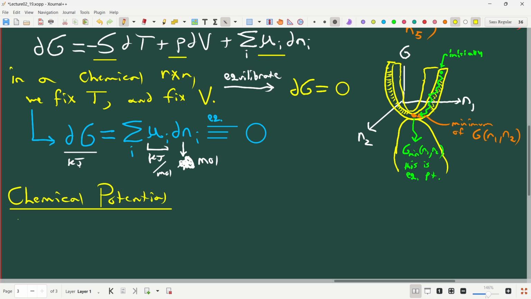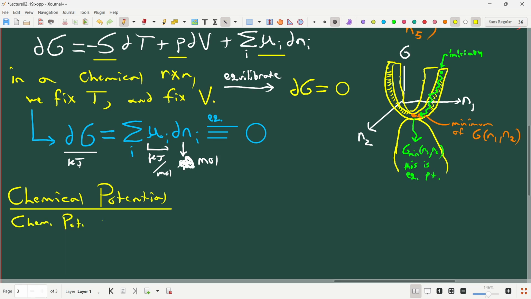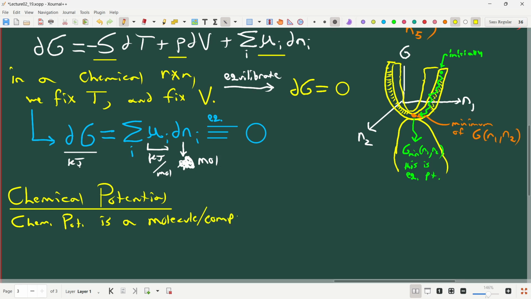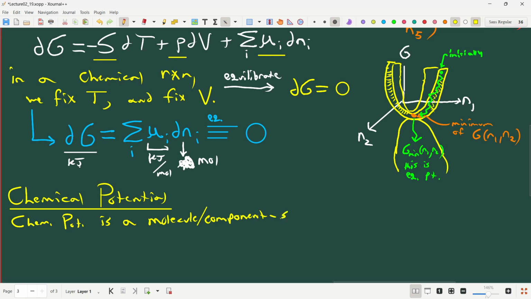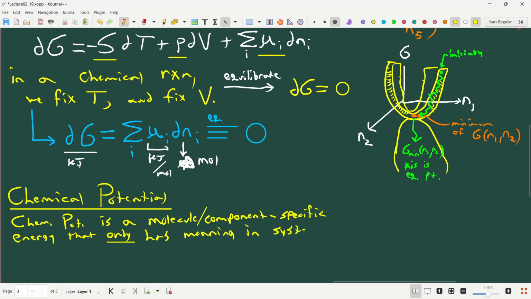All right. So the chemical potential, I'll call it the chem pot, is a molecule-specific energy, or molecule or component, because sometimes you might have atoms, specific energy. That only has meaning in systems with multiple components. Right?